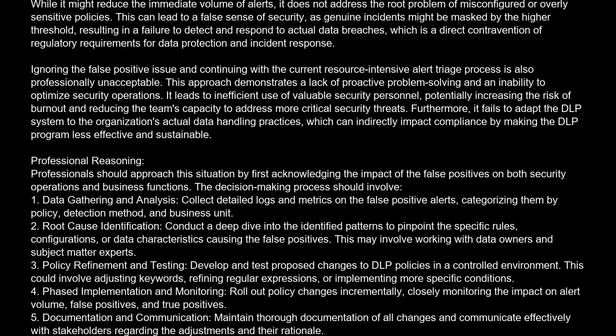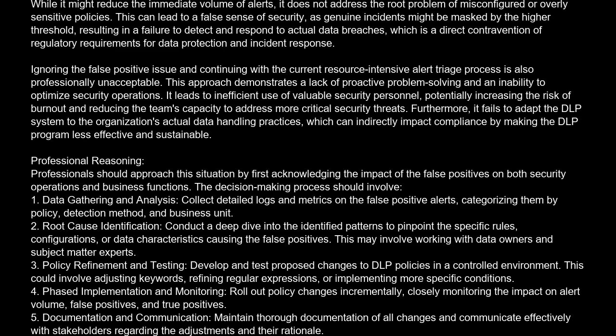Ignoring the false positive issue and continuing with the current resource-intensive alert triage process is also professionally unacceptable. This approach demonstrates a lack of proactive problem-solving and an inability to optimize security operations. It leads to inefficient use of valuable security personnel, potentially increasing the risk of burnout and reducing the team's capacity to address more critical security threats. Furthermore, it fails to adapt the DLP system to the organization's actual data handling practices, which can indirectly impact compliance by making the DLP program less effective and sustainable.